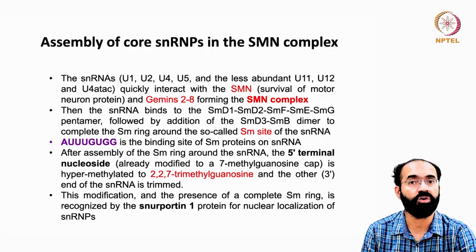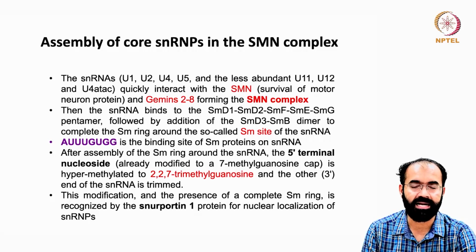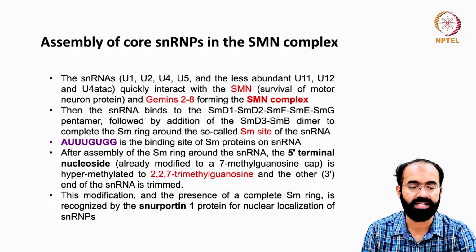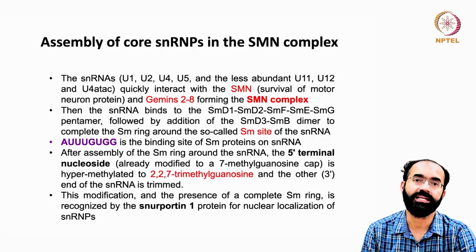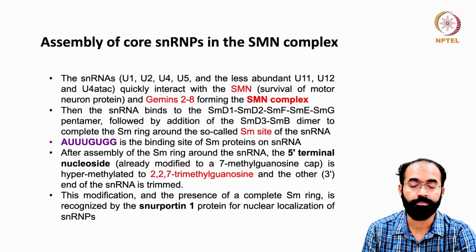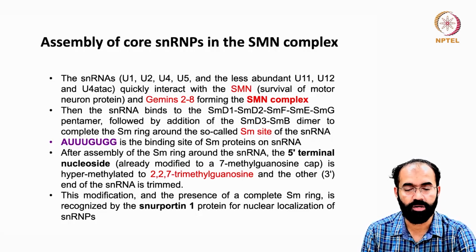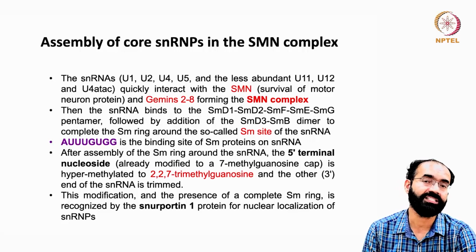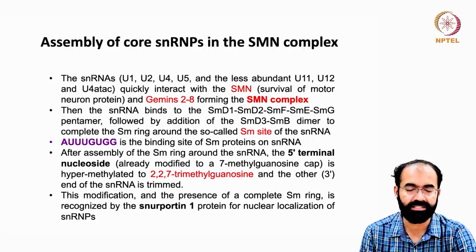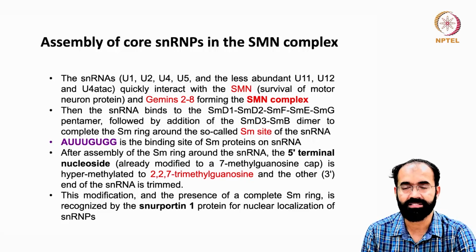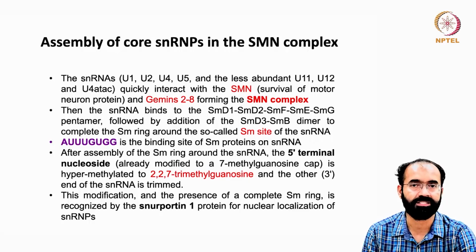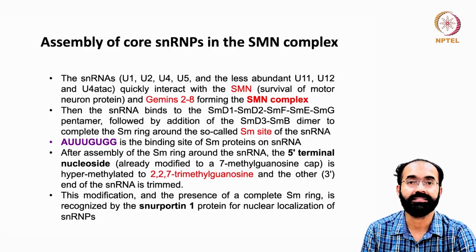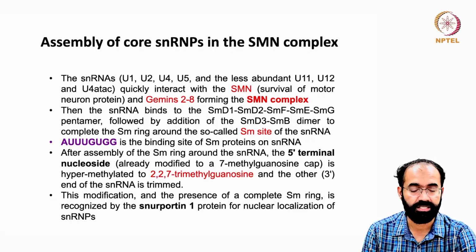So after the assembly of this SM ring around the snRNA, the 5' terminal nucleoside that is already modified by the 7-methyl guanosine cap is now hypermethylated to become 2,2,7 trimethyl guanosine, and the 3' end of the snRNA remains trimmed. This happens in the cytoplasm. We know snRNA gets modified, one 7-methyl guanosine cap goes to the cytoplasm, undergoes this modification with the SM proteins, gets hypermethylated, and comes back to the nucleus.